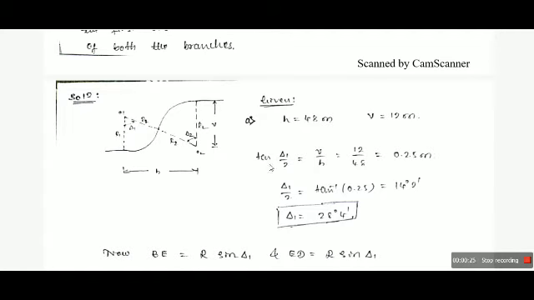In this, applying the trigonometric relation, tan delta 1 by 2 is equal to v by h, because we know these two values. By simplification, we will get 0.25. Now, delta 1 by 2 is equal to tan inverse of 0.25. Simplifying this, we will get 14 degrees 2 minutes. Taking this 2 to the other side, we get delta 1 is equal to 28 degrees 4 minutes.